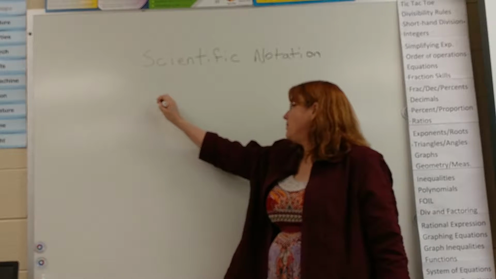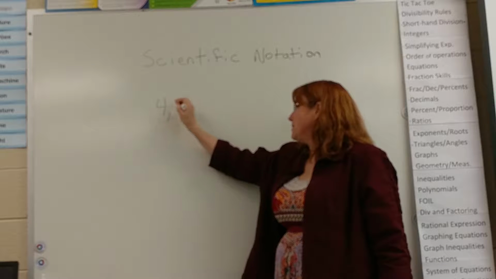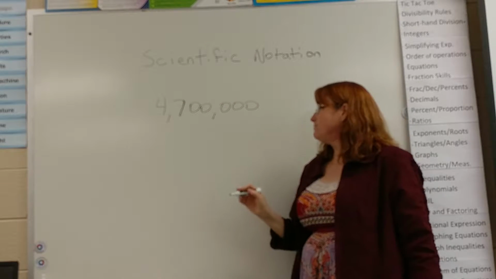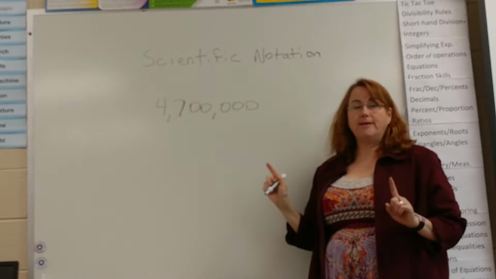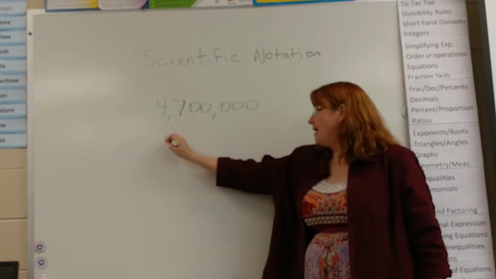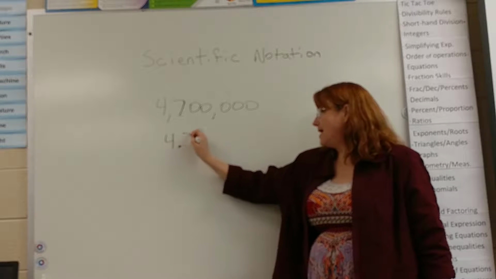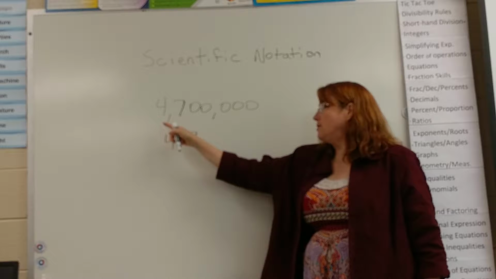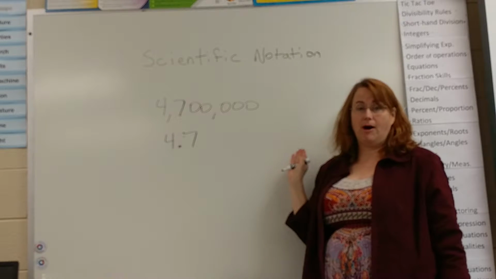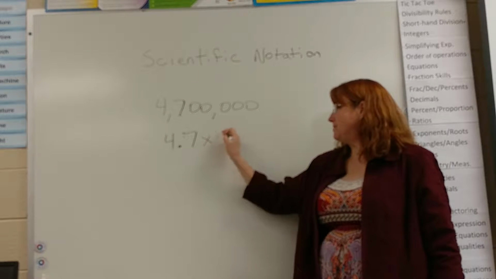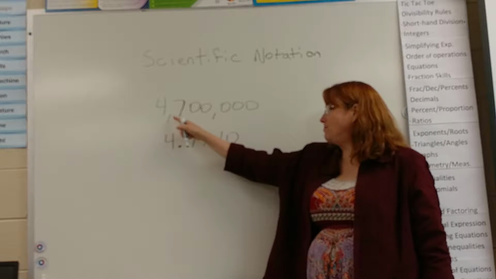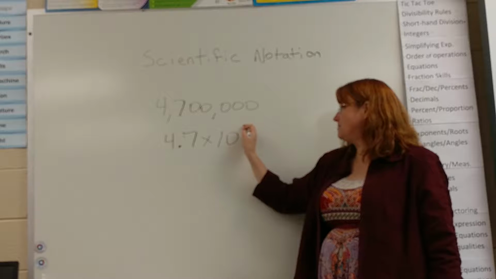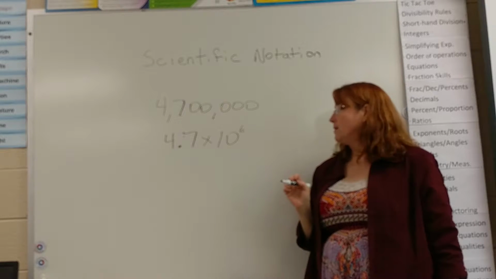So if I had the number 4,700,000, you always have only a single digit at the beginning, so I would have 4.7. I put my decimal point in between my two digits. The zeros drop off, and it's times 10, and now I count how many places after that decimal point. 1, 2, 3, 4, 5, 6, so it's times 10 to the 6th power.